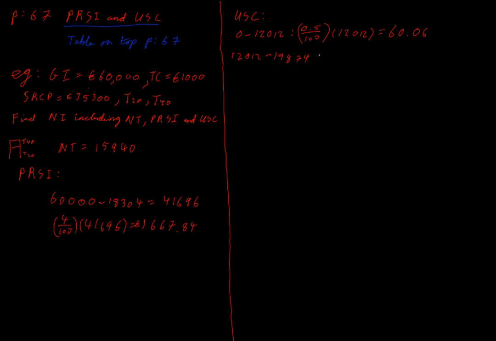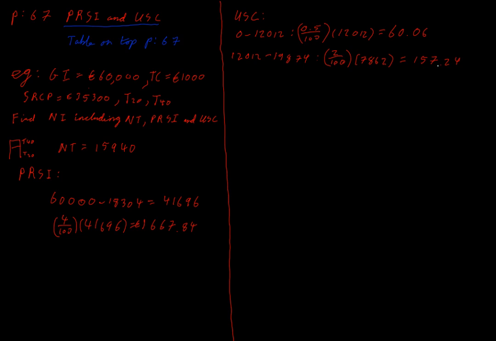So this is the interval we're dealing with at the moment, and we're going to pay 2% USC on that. So 2% of, well, how much money are we talking about? It's the amount of money in between these two figures, so it's going to be our 7,862. 62, not 60. So when I do that on my calculator, I get 157.24.